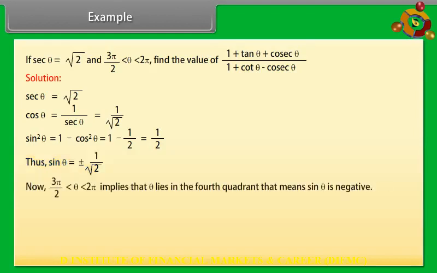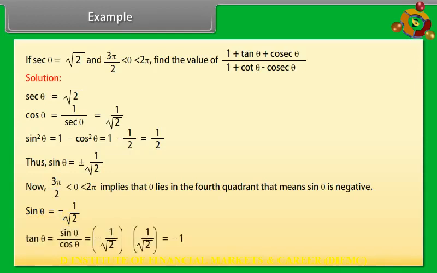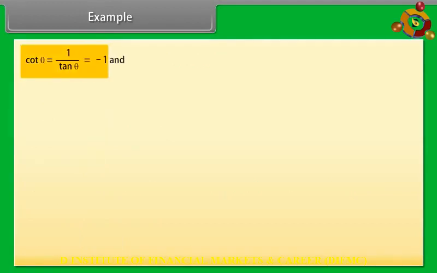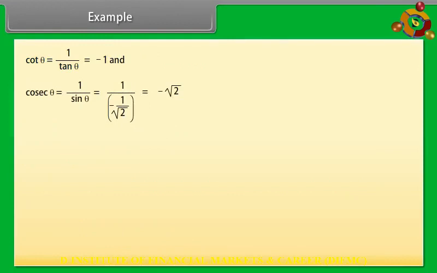Now, 3 into pi by 2 less than theta less than 2 into pi implies that theta lies in the fourth quadrant. That means sin theta is negative. Sin of theta is equal to minus 1 by under root 2. Tan of theta is equal to sin of theta by cos of theta, which is minus 1 by under root 2 upon 1 by under root 2, equal to minus 1. Cot of theta is equal to 1 by tan of theta, equal to minus 1, and cosec of theta is equal to 1 by sin of theta, equal to 1 by minus 1 by under root 2, equal to minus under root 2.